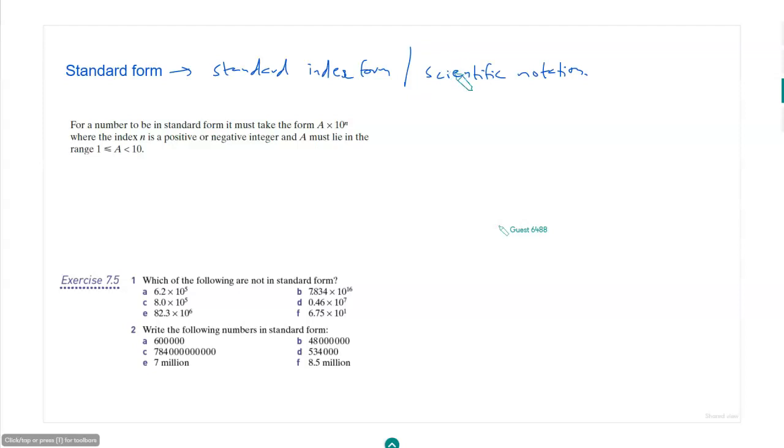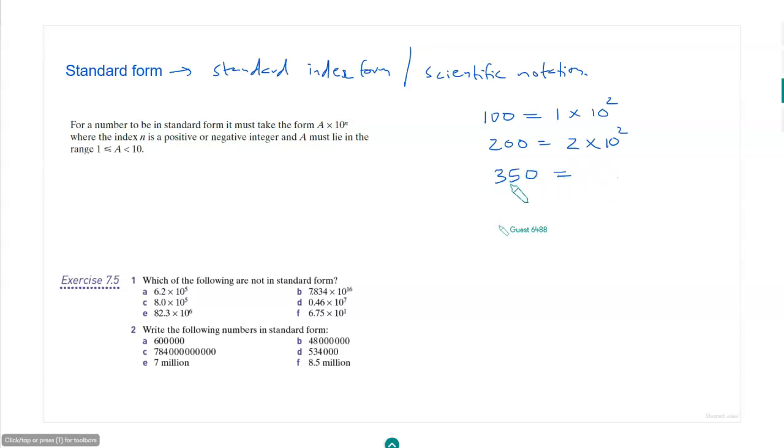For example, if you have a number like 100, 100 can be written as 1 times 10 to the power 2, right? Do you agree? Yes. Similarly, if it's 200, how will you write? 200 will be 2 times 10 to the power 2. Yes. Then how will you write, let's say, 350?